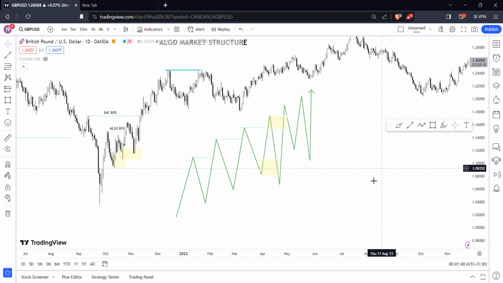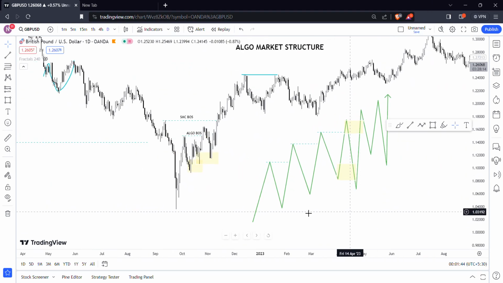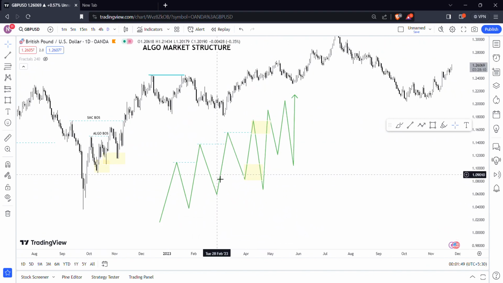So the important thing is what the algo structure is. This is the algo structure, and also which liquidity to trust and what the types of liquidities are. In this video, I will explain exactly how many types of liquidities there are and how to trade the liquidities.